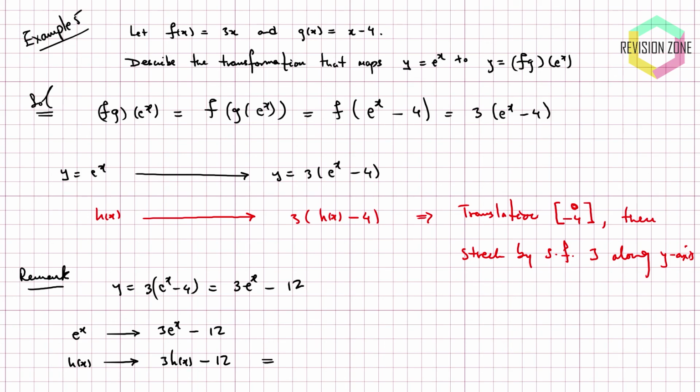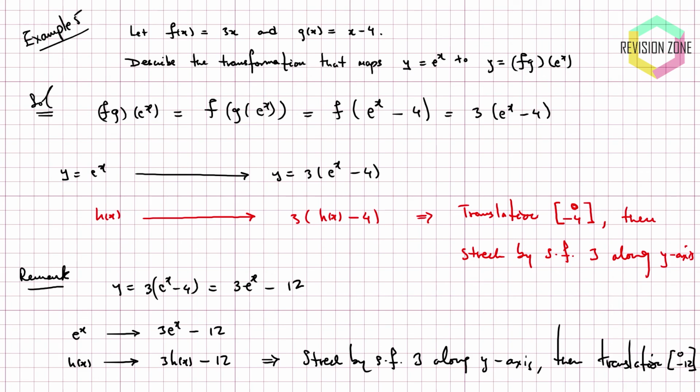Well, if I now think of this, because we're going to work basically from inside to out, and we're also going to have to respect BIDMAS, I'm going to have to respect that multiplication first. So in this case, what's going to happen is we're actually going to have a stretch. So we're going to have a stretch by scale factor 3 along the y-axis, and then we're going to have a translation. And the translation now is not going to be a shift of 4 downwards. It's now going to be a shift of 12 downwards. Okay. So let's write that down.